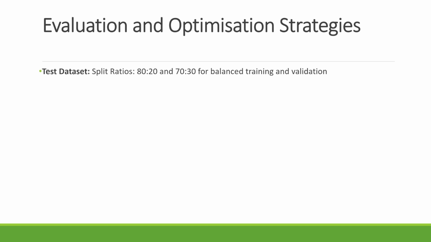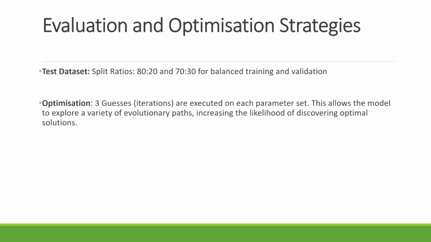As for my evaluation and optimization strategy, I split the dataset. I did two different splits: an 80-20 split and a 70-30 split, and I have two different setups for each. For optimization, I have three guesses, which are iterations, and they're executed on each parameter set. This allows the model to explore a variety of evolutionary paths.